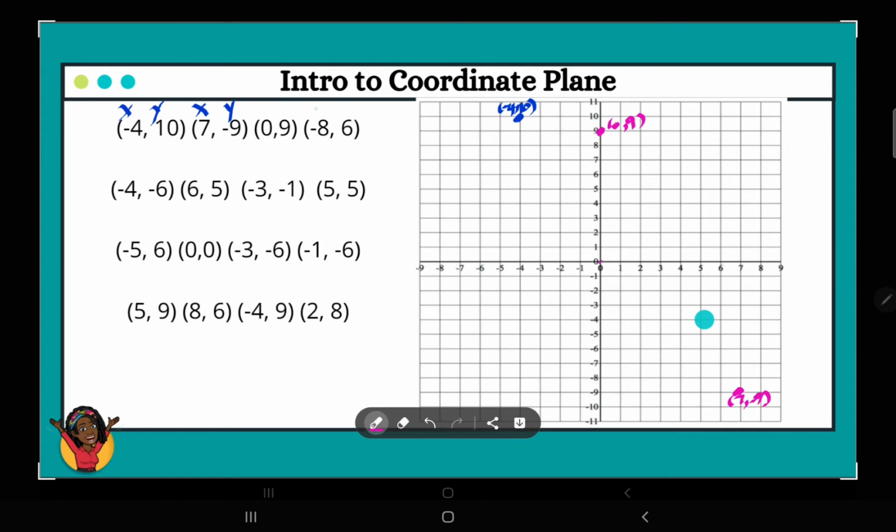Now we have (-8, 6). So we're going to go to the left. We find our -8, and then we're going to go up. And we'll plot our point there. That gives us (-8, 6). Now we have two negatives, (-4, -6). So we're going to go to the left for the -4, and then we're going to go down 6.